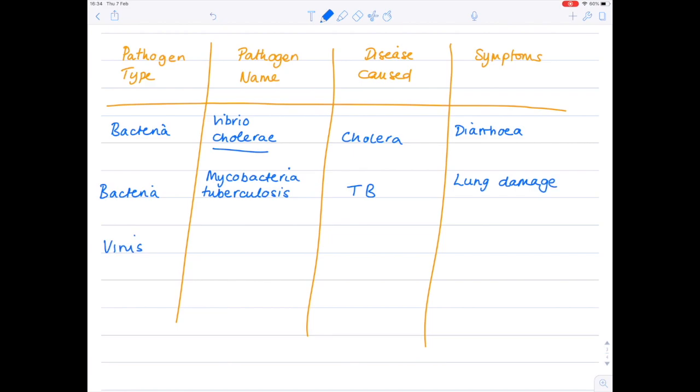The Ebola virus now got a lot of press a few years ago. It was killing lots of people in Africa. This causes hemorrhaging, so bleeding from all kinds of orifices, and we call this hemorrhagic fever.